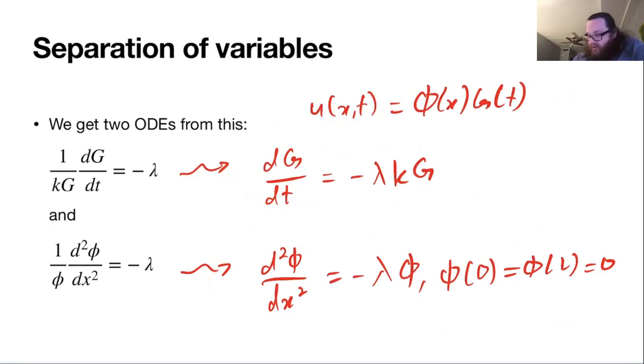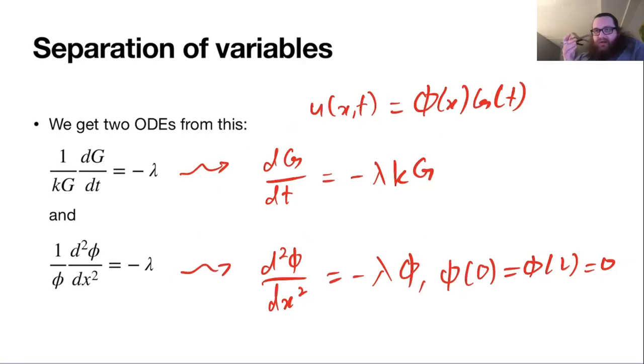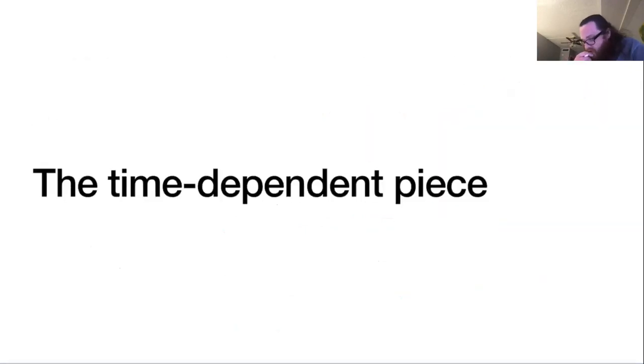Okay. So we're going to start with the time-dependent piece. We're going to get a sense of what lambda probably should be, what this thing looks like in general, etc. And then we're going to revisit the spatial piece. And then from the spatial piece, we'll be able to say what possibilities there are for lambda. Okay. Cool. Okay, so let's start solving things. So time-dependent piece.